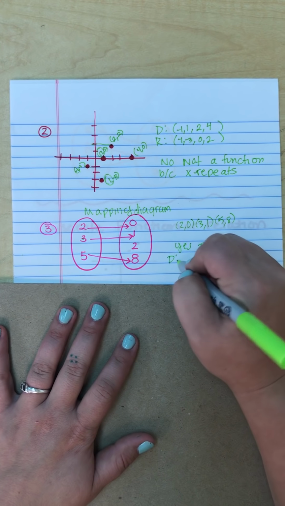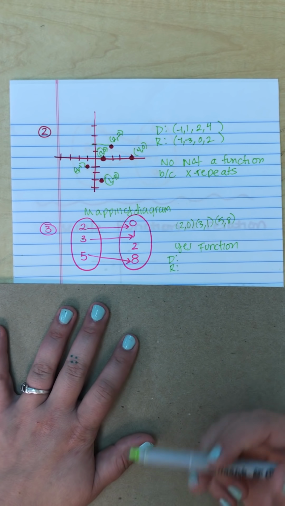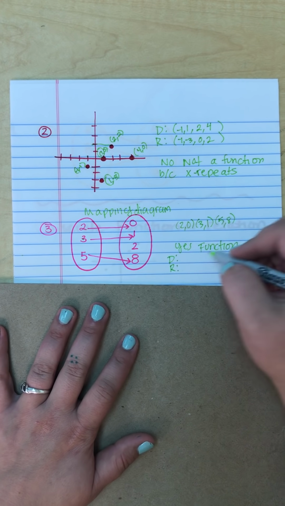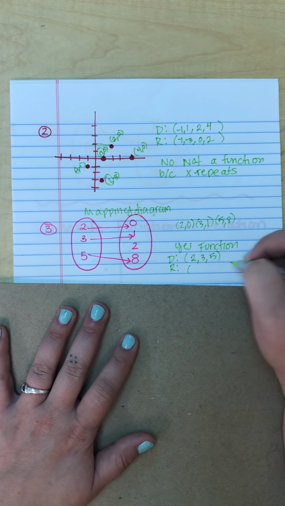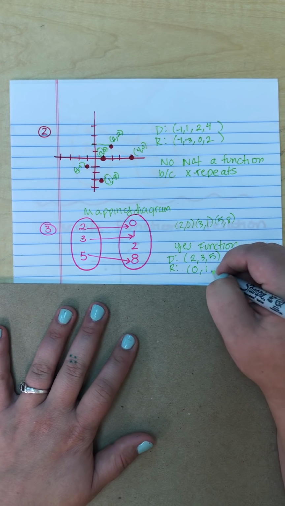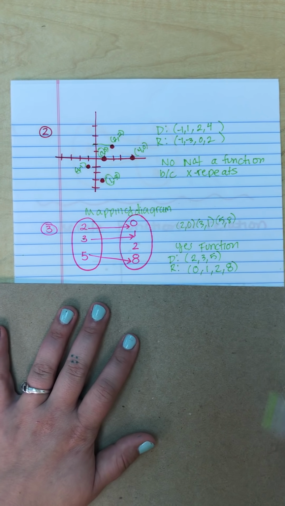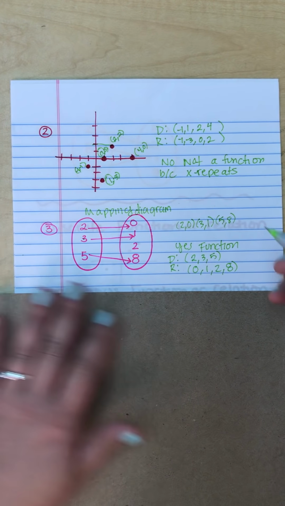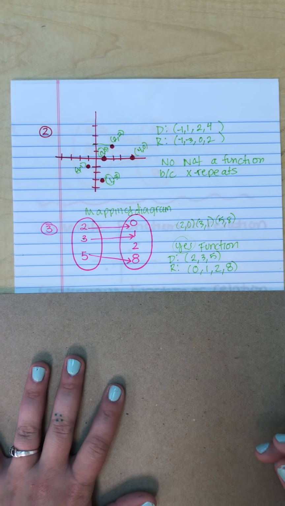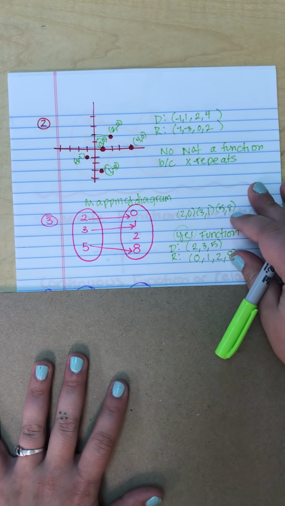My domain and range are easy with mapping diagrams. You just list the domain as the left bubble: 2, 3, 5. Your range is the right bubble: 0, 1, 2, and 8. Because it's a function, we can say whether it is onto, 1-to-1, both, or neither.